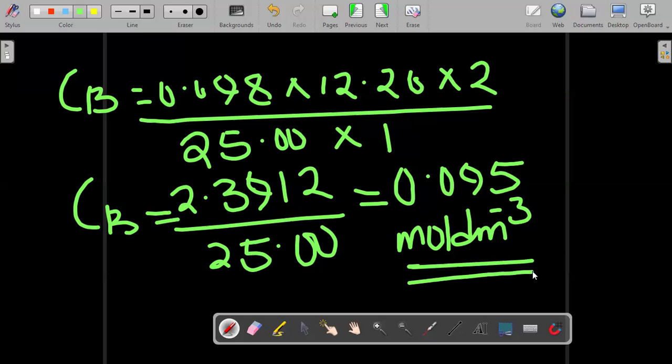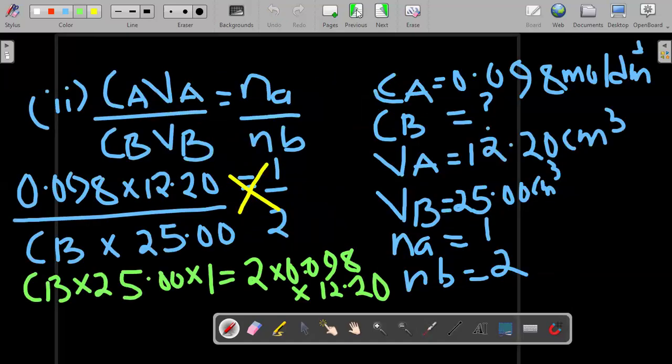Like I said, anytime you have a concentration in mole per dm cube, and you have to find another concentration in mole per dm cube, this is the formula you must use, the general formula. So right, before we make progress to the next question.